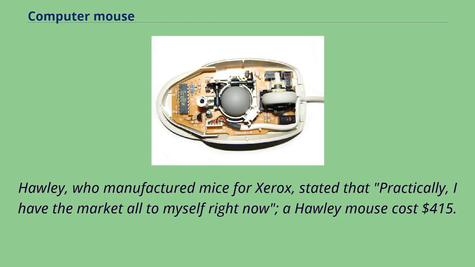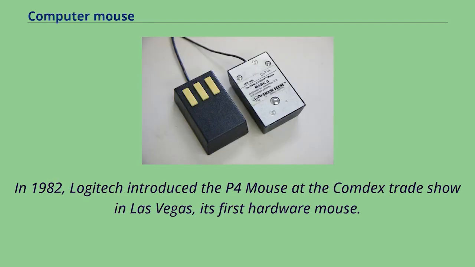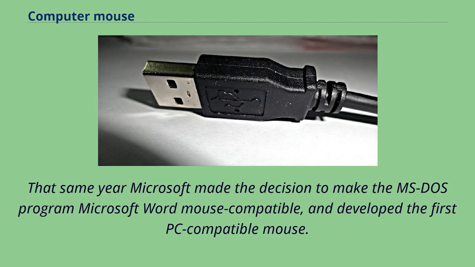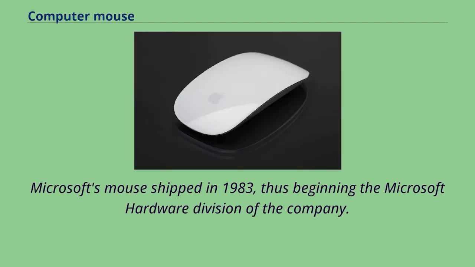Hawley, who manufactured mice for Xerox, stated that practically, "I have the market all to myself right now." A Hawley mouse cost $415. In 1982, Logitech introduced the P4 mouse at the Comdex trade show in Las Vegas, its first hardware mouse. That same year, Microsoft made the decision to make the MS-DOS program Microsoft Word mouse compatible, and developed the first PC-compatible mouse. Microsoft's mouse shipped in 1983, thus beginning the Microsoft hardware division of the company.